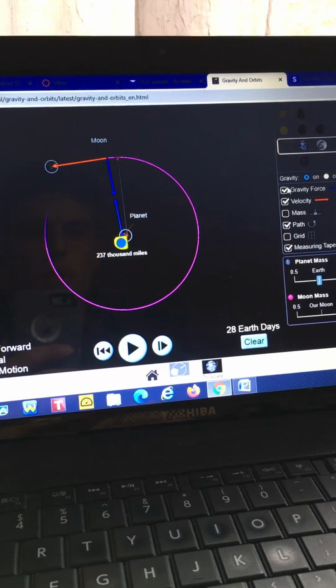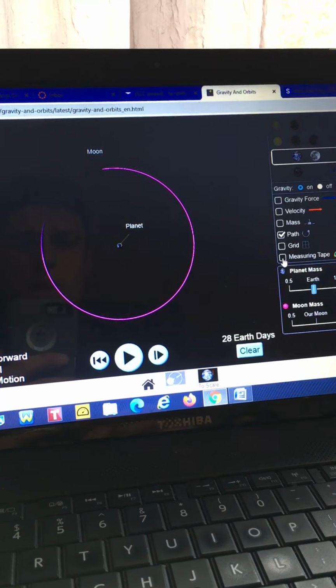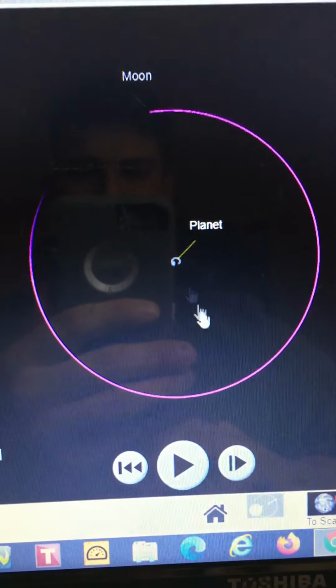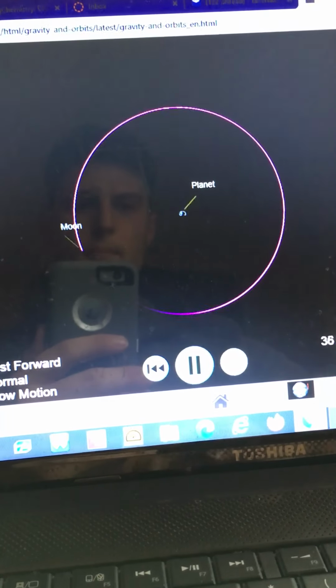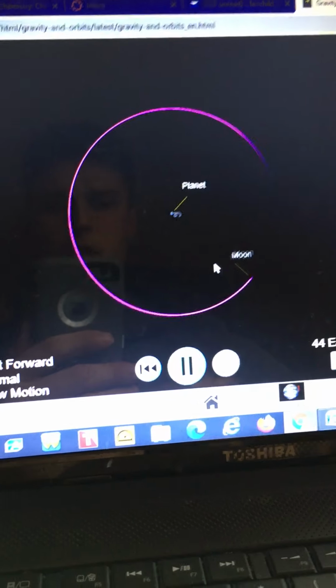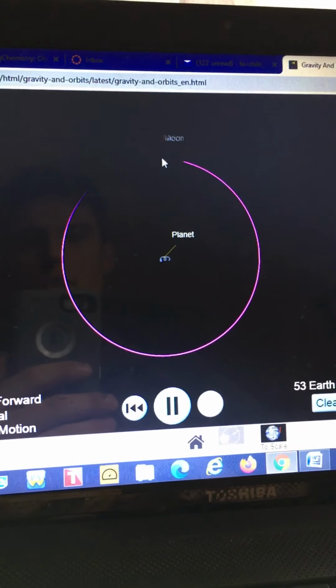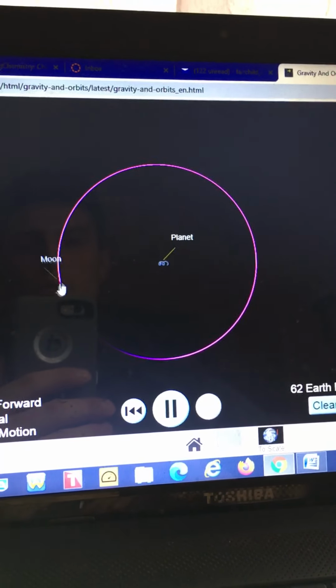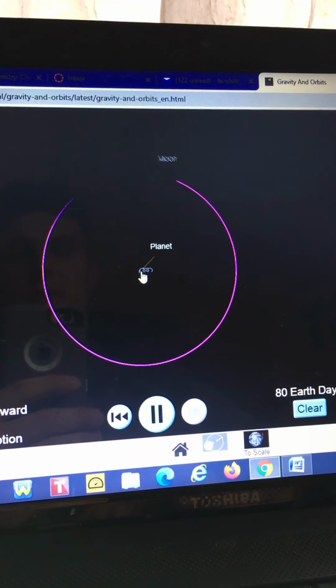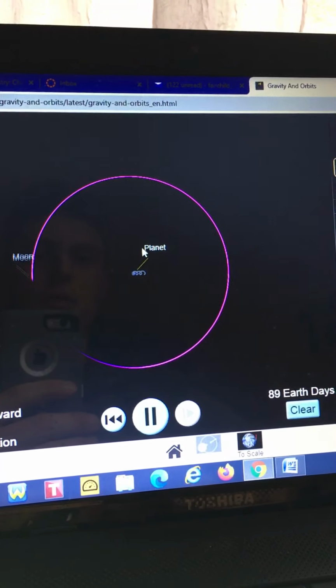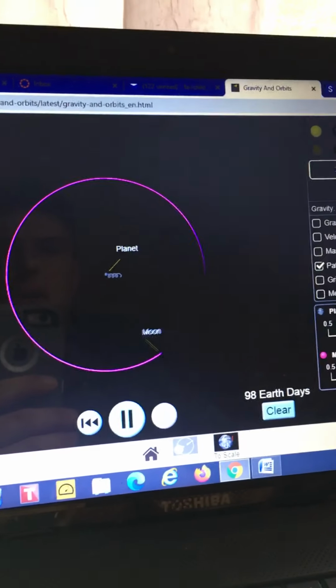But if we take away the gravity force, velocity force, measuring tape, and just look at the Earth's position, you can see that over time it kind of starts spinning out. And again, I think that really has to do with the ratio between the mass of the Moon and the mass of the Earth, because the Earth is not significantly heavier than the Moon. I mean, it is, but not compared to the Sun and the Earth.